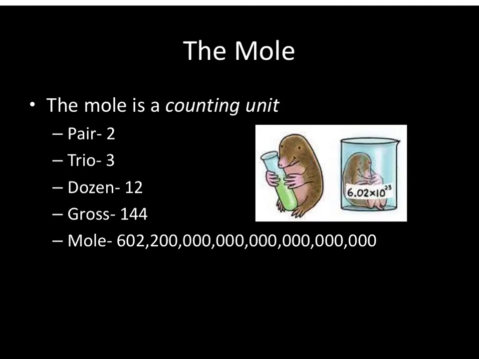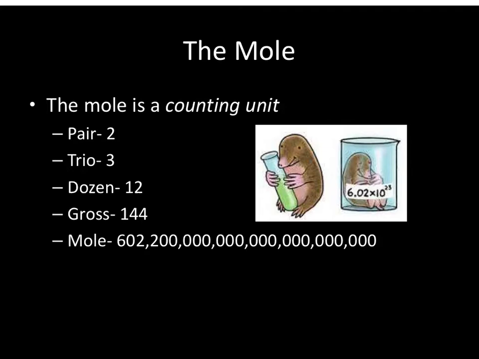The mole, in this case, is not a fuzzy little animal that lives under the ground and destroys gardens. It's actually a counting unit. So we know some other counting units, and those won't be too tricky for you. So a pair. How many is a pair? Well, it's 2. A trio is 3. A dozen is 12. A gross is 144. If you didn't know that, a gross is a dozen dozen.